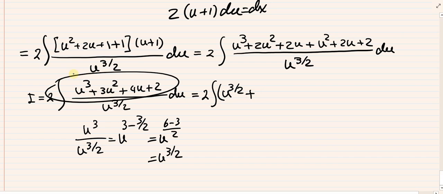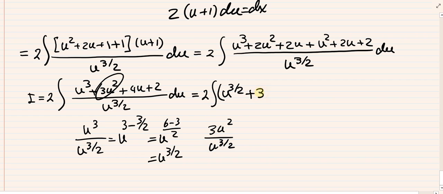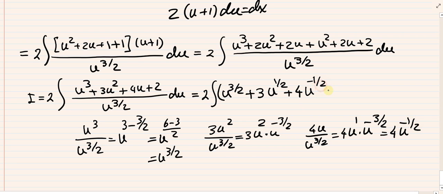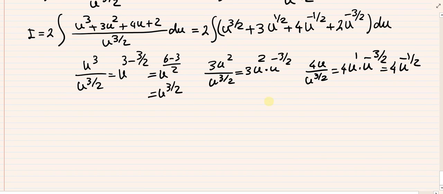Okay, let's divide that one. Oh, I'm sorry, I'm over here. I was looking up here. Okay, plus 3u squared by u^(3/2). That's going to give me plus 3, now u squared times u^(-3/2). 2 minus 3/2 is 1/2. So that's 3u^(1/2), right? Plus 4. The next term is 4u divided by u^(3/2). So it's going to be 4u times u^(-3/2). That's 4u^(-1/2). Plus, finally, 2 divided by u^(3/2). That's 2u^(-3/2). So again, individually, I divided by the monomial.